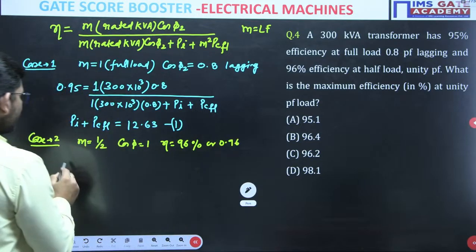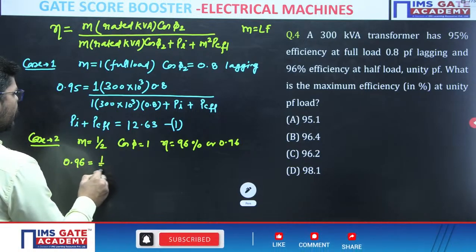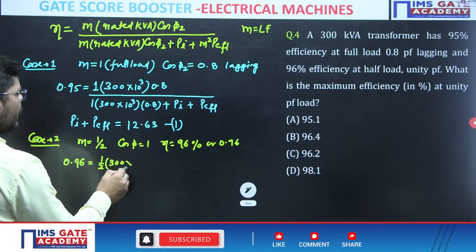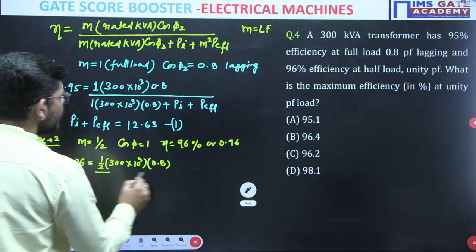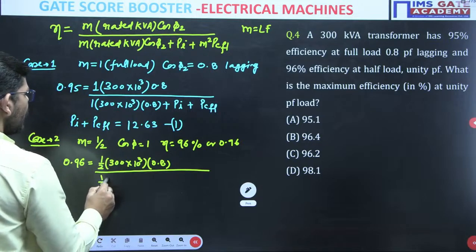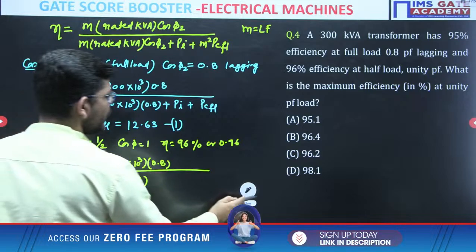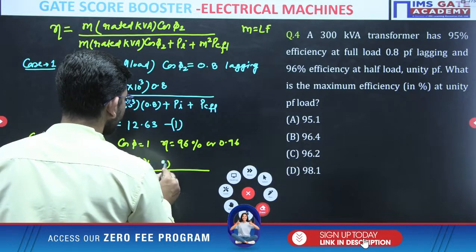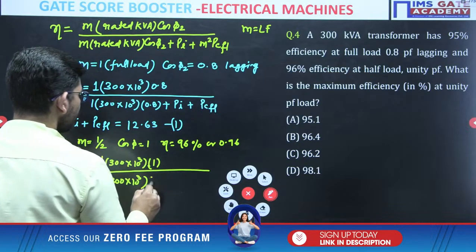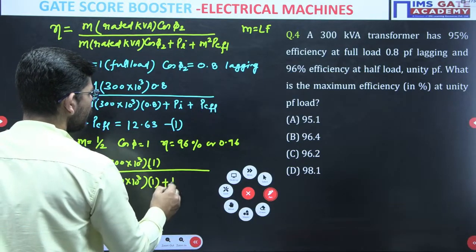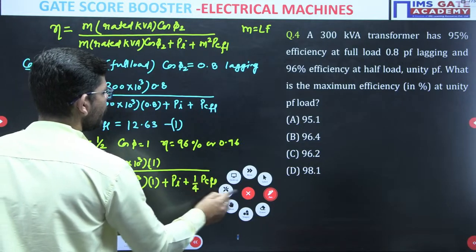So again apply the same formula. 0.96 is equal to half into 300 into 10 to the power 3 into 0.8, divided by half into 300 into 10 to the power 3, the power factor is unity. Let me write unity here, right? And iron losses plus 1 by 4 of PCFL, correct?